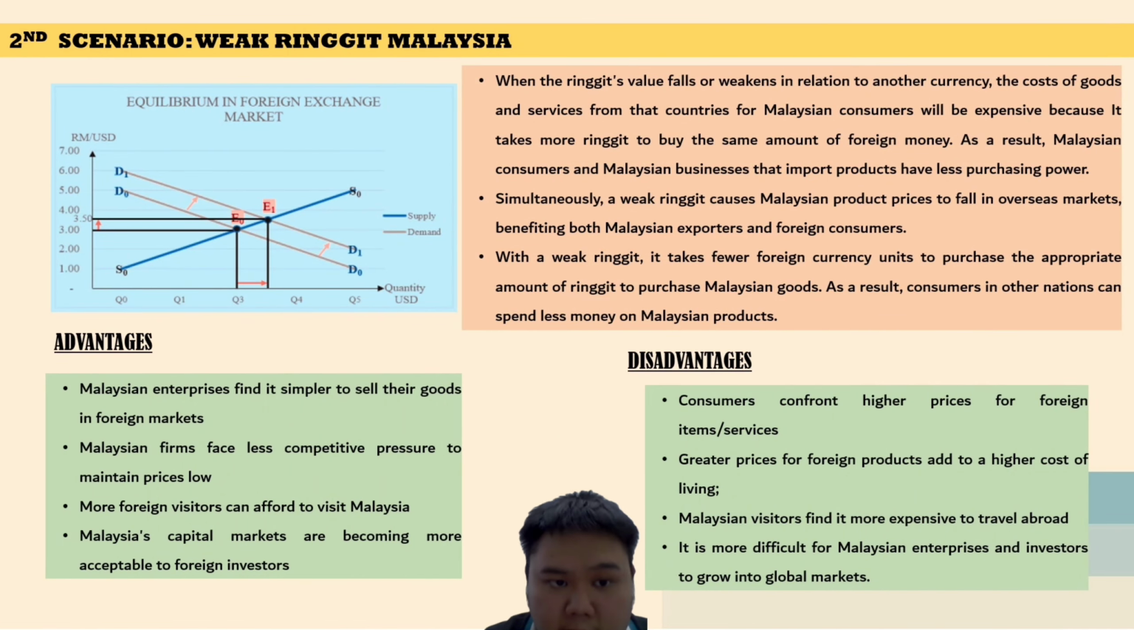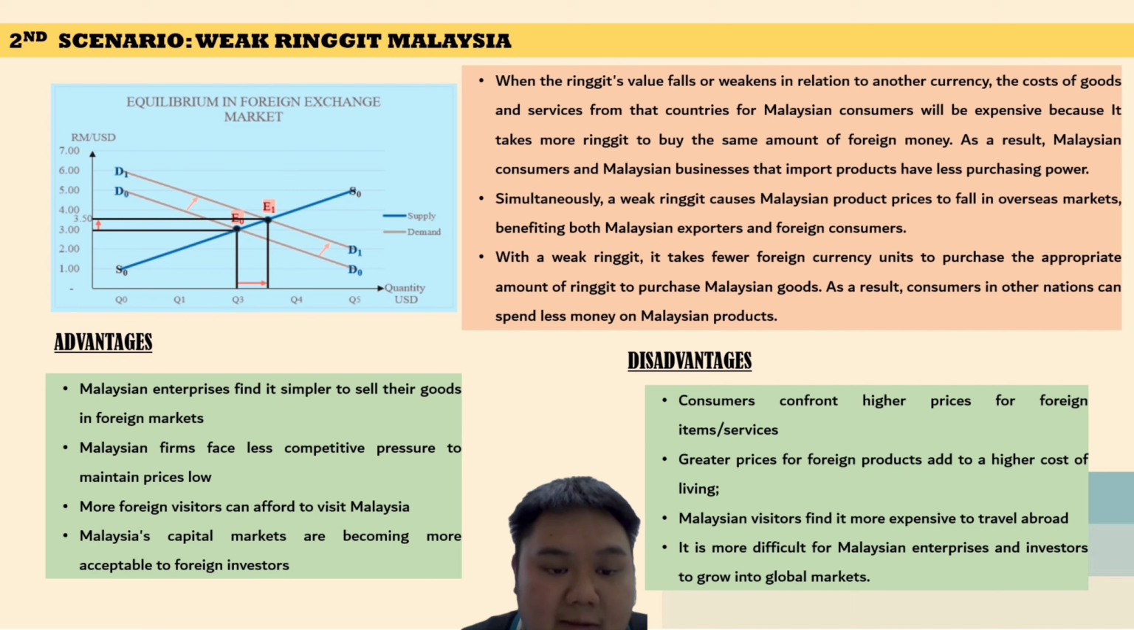The second scenario, or the next example, is with a weak ringgit Malaysia. First, we need to identify what causes the weak ringgit Malaysia scenario to happen. When there is additional demand on imports, it will cause additional demand on USD. This will cause the demand curve, which is D0, to shift to the right to the D1 curve.